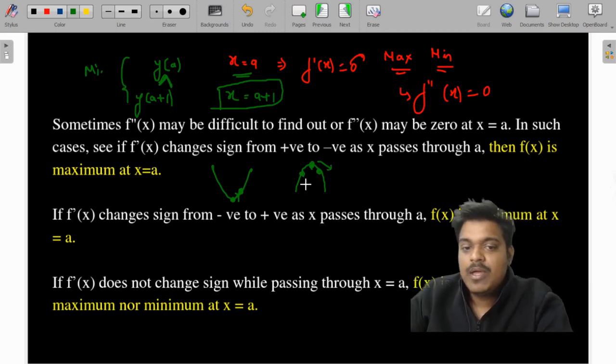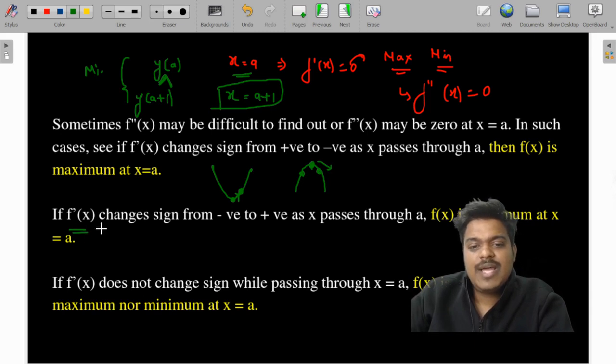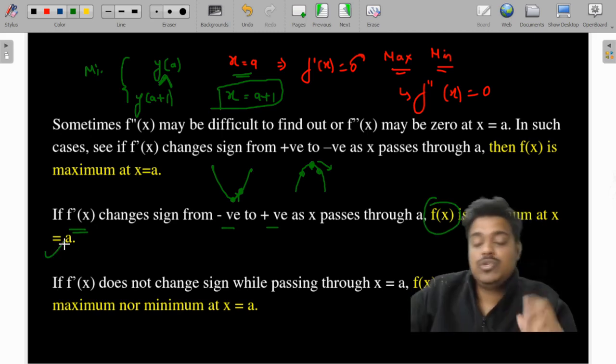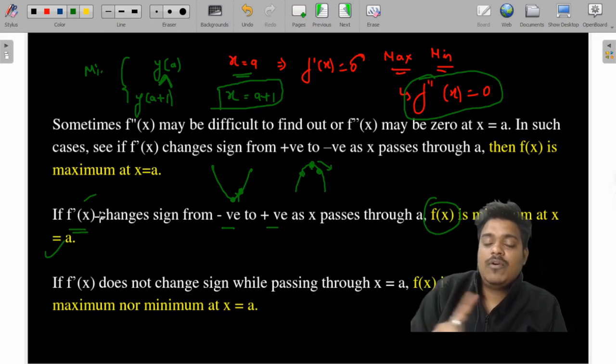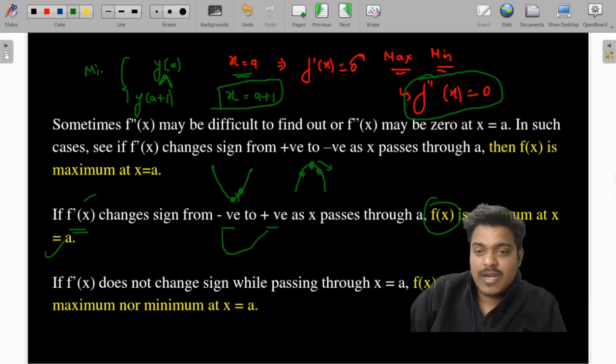Now, if f dash x changes its sign from negative to positive, that means f of x is having a minimum at x equal to a. This is another approach. You know the value of f dash x, you have already calculated. f double dash x is 0, but f dash x is not 0 at a particular point. So if you put the value here and there, and if the sign changes from negative to positive, this means that f of x is minimum at x equal to a. But it doesn't matter, you can put in the values and find out. That is actually the best thing you can do.